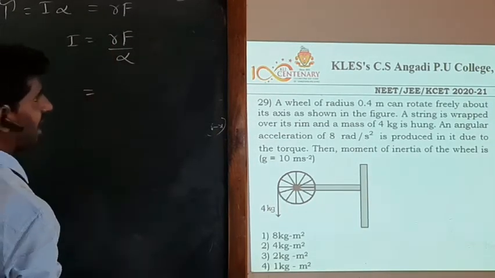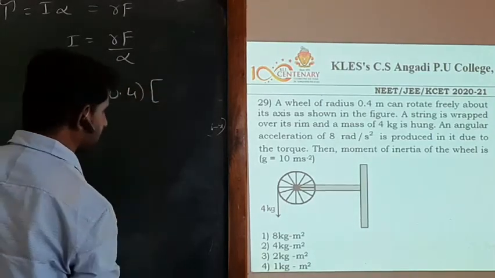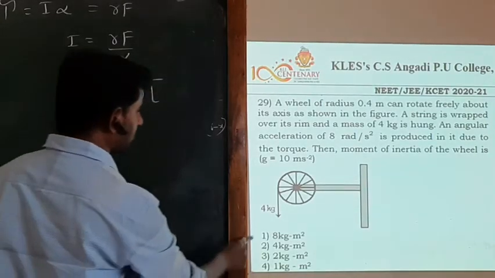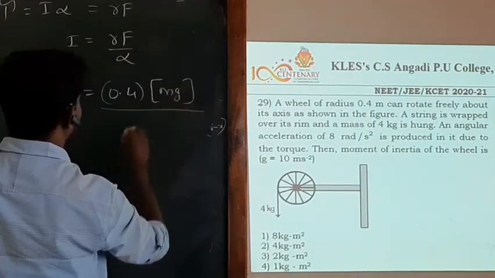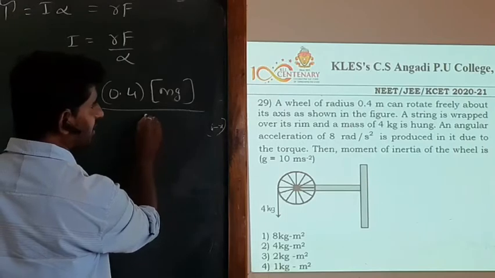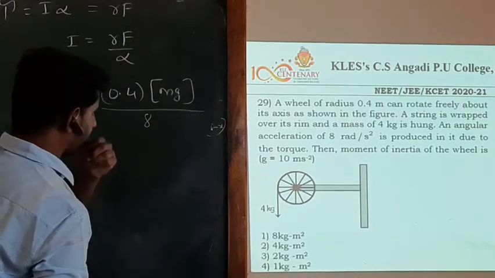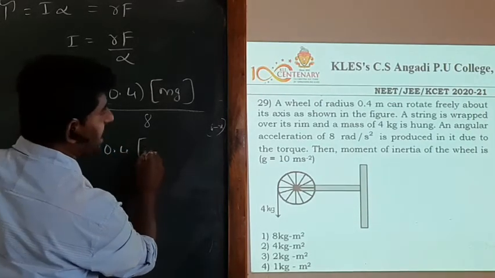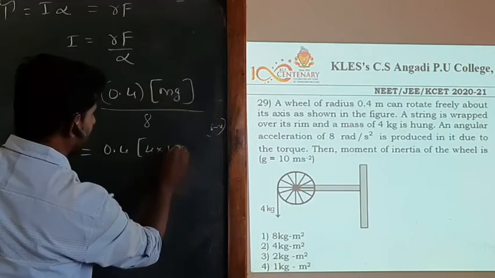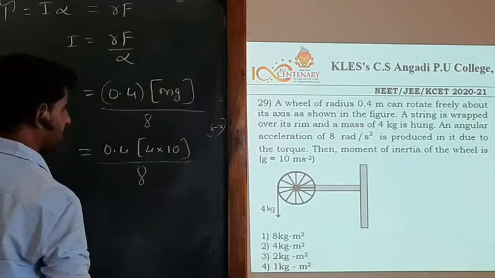What's the value of R? It is the radius, 0.4. And what's the applied force? This is the applied force, I call this mg. So the applied force is mg, divided by alpha. Again the alpha value is 8. And the next one, 0.4 as it is. The mass value is 4, and the acceleration due to gravity is taken to be 10. Is it clear?